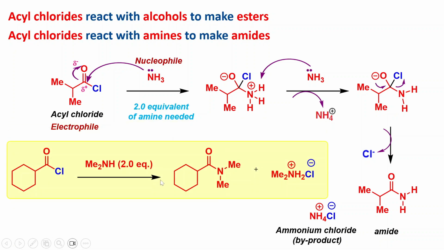So now you can try by yourself this reaction, where we have an acyl chloride and we are treating this with a secondary amine, right? So you are generating this amide. So now you can try the mechanism by yourself.